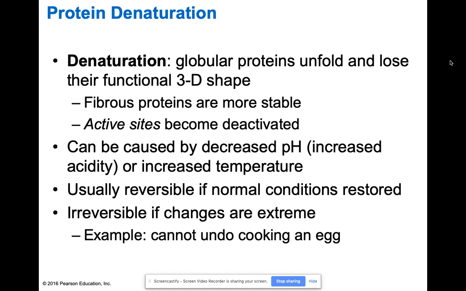Sometimes you just have to break it down and start over. It's irreversible if the changes are extreme. So for instance, if you cook an egg on a pan, the white part that's clear initially turns white, right? You cannot undo that. It's completely a chemical change that has occurred there. You've denatured those proteins. They're no longer going to do the job that they're supposed to.